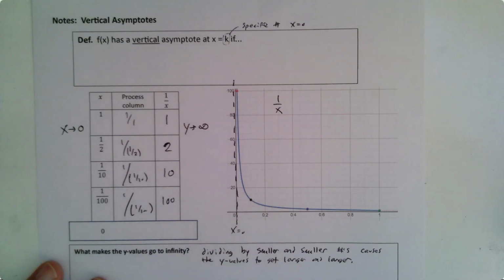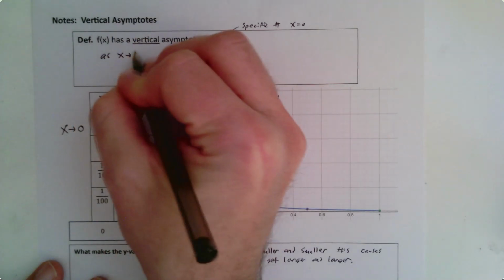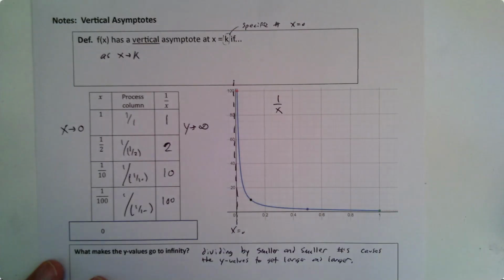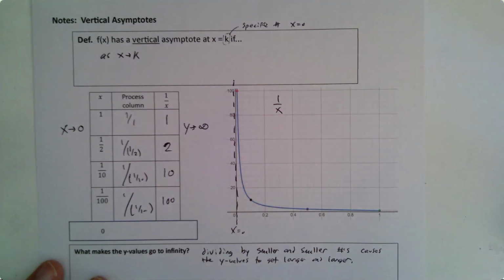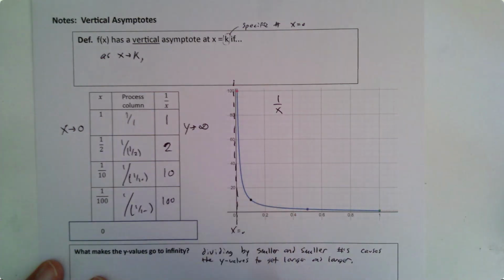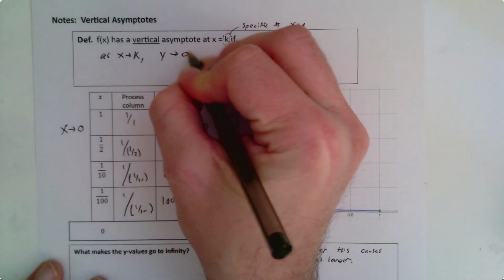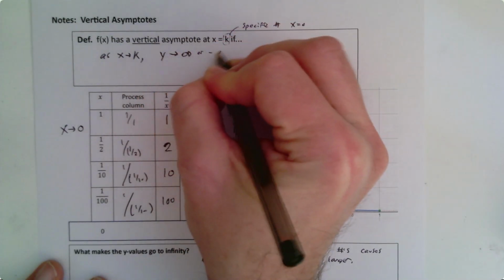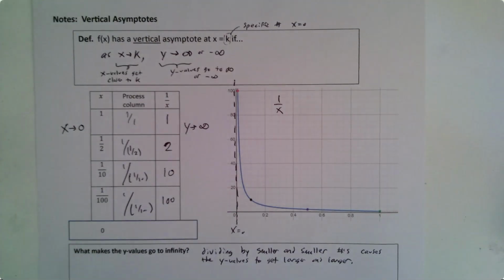And we said that as the x values approach that k, and we're not going to think about approaching from the right versus the left, let's just leave that informal for the moment, as the x values get closer and closer to k, the y values are going to go up to infinity or negative infinity. If it would help you to write that down in English, you could write it down in English.